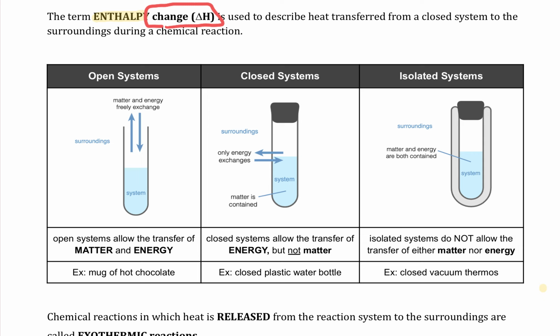We could have an open system that would allow more matter to get into the reaction and also heat to transfer in or out. Or we could have a closed system where the actual reaction system is closed off from the surroundings so no matter can get in, but heat is still transferred. And technically we could have an isolated system where the system is so isolated that there's no transfer of either heat or matter.